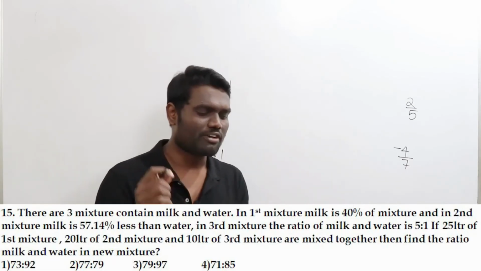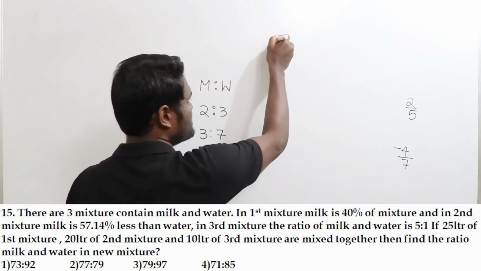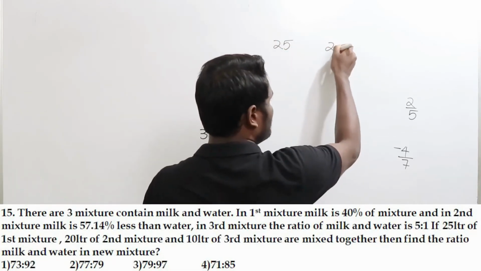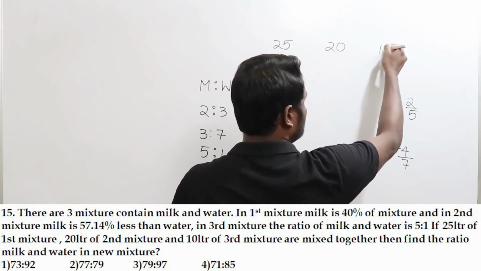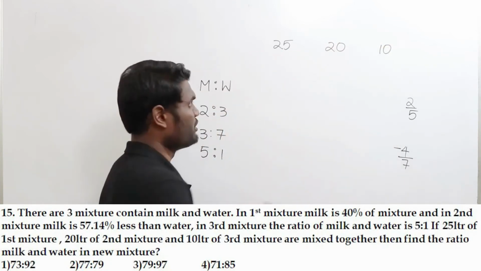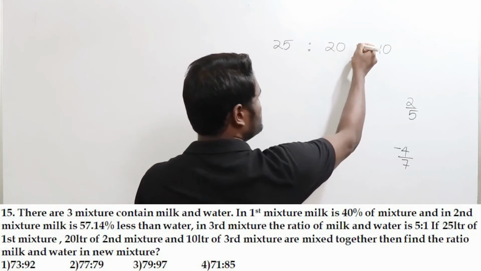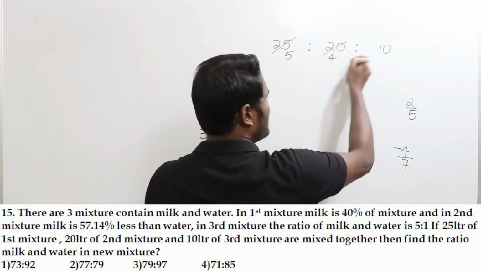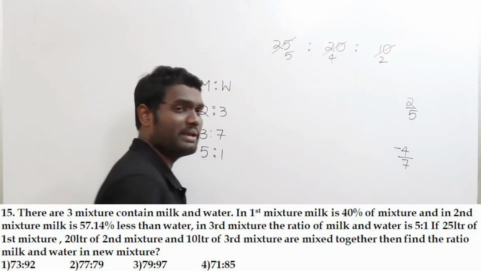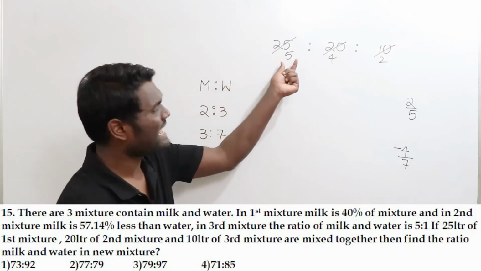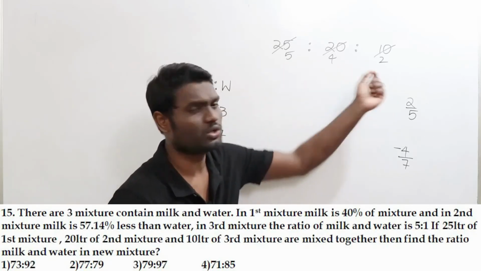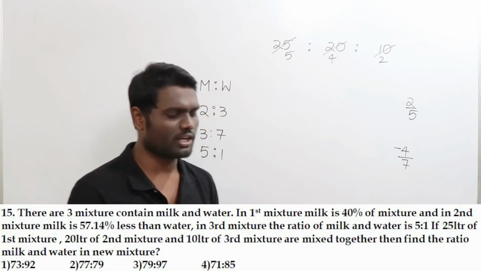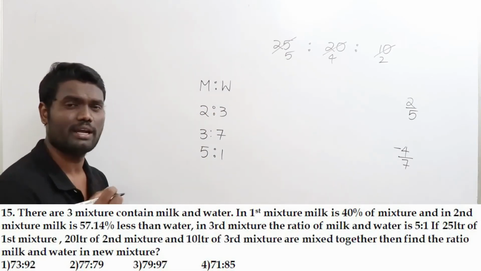Now it is said that from the first mixture 25 liters quantity is taken, from the second mixture we are taking 20 liters, and from the third mixture we are taking 10 liters. Now if I calculate the ratio of the mixtures that were taken, 5 goes here 5 times, 5 goes here 4 times, 5 goes here 2 times, which means they were taken in the ratio 5:4:2. Now they are asking for the final ratio of milk and water in the new mixture. So we need to find the final ratio of milk and water in the new mixture.